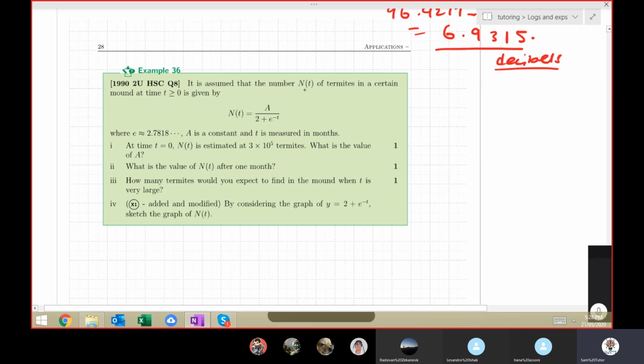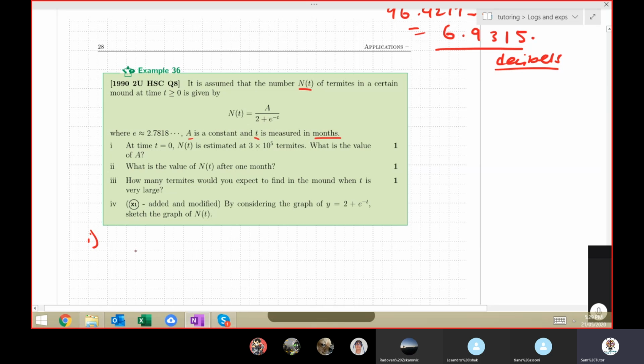Alright, it is assumed that the number N(t), the number of termites in a certain mound at time t greater than 0, is given by this. This is your equation this time, so a little bit different. They're using it as a fraction. A is a constant and t is measured in months. At time t is 0, N(t) is estimated at 3 times 10 to the power of 5 termites. What is the value of A?